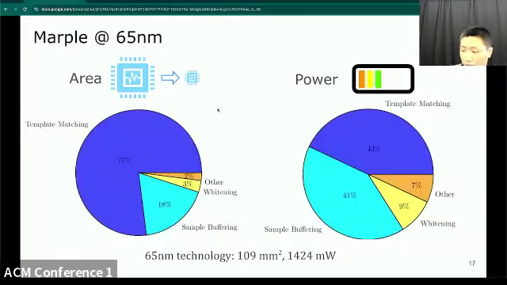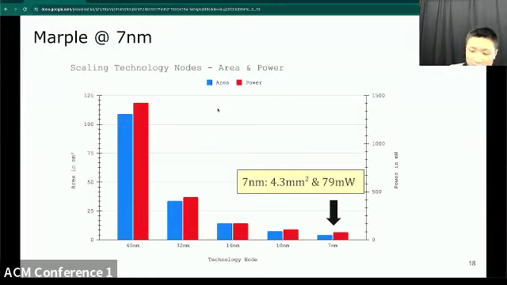To evaluate Marple, a configuration of about 10,000 channels was implemented in a 65 nanometer process. Both the area and power are dominated by two stages, sample buffering and template matching. Those stages together account for about 95% of the total area and 84% of power. So at 65 nanometers, Marple takes about 109 millimeters squared and uses 1.4 watts, which greatly exceeds the budgets I showed before. But if you scale down Marple from 65 to 7 nanometers, that reduces the power and area footprint to within an acceptable range.